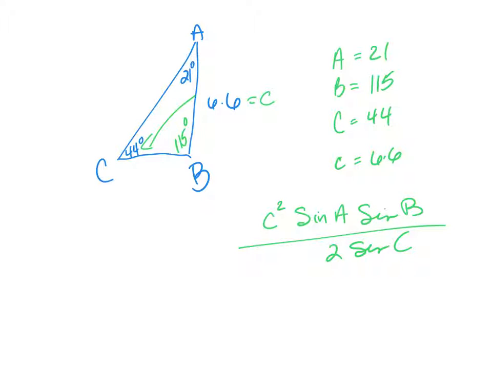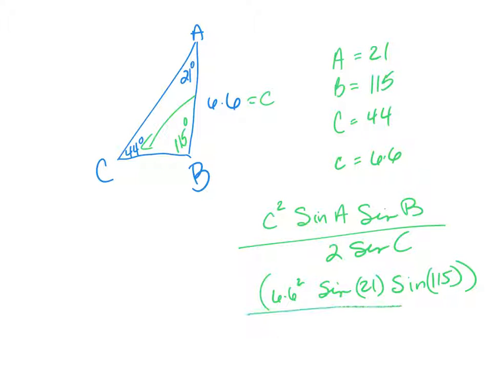Got it? So we're going to put that in the formula. We've got 6.6 squared times sine of 21. And they're going to have a parenthesis there, so go ahead and put and sine of 115. And all that goes in parentheses over 2 times sine of 44. Go ahead and put that in the calculator just like that with all those parentheses. So the area of it is 10.18.